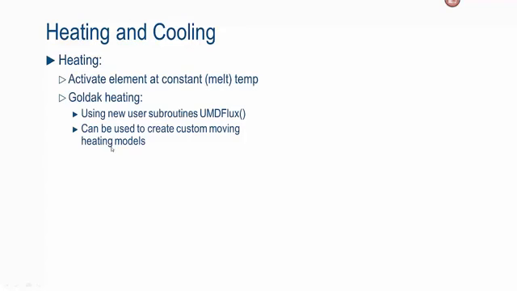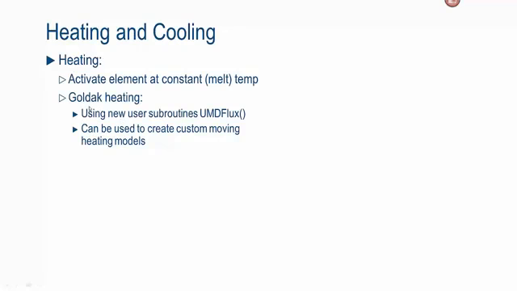On the heating and cooling, as we talked about in the heat transfer, the elements are activated at constant temperature. So actually what we are listing here are the two separate techniques that are supported. The first item, activating elements at constant temperature to represent the weld torch, was what you had in the original AWI or the current version of the AWI. That is bringing the material at the melt temperature.